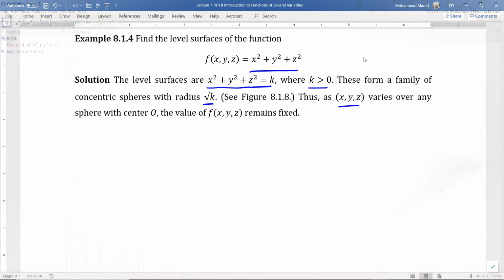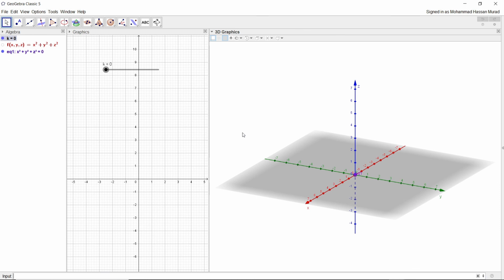Let's have a look at an animation. In this animation, we will plot the level surfaces of the function f, which was defined to be equal to x squared plus y squared plus z squared. So the level surfaces are given by the equation x squared plus y squared plus z squared is equal to k. In the first case, let's set k equals 0. So we easily recognize that the equation x squared plus y squared plus z squared equals 0 is just a point, the origin, as shown in the violet color here.